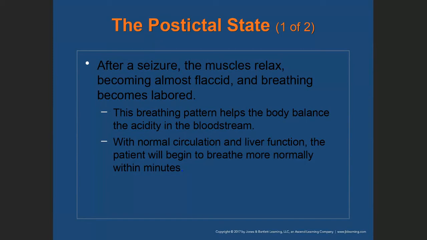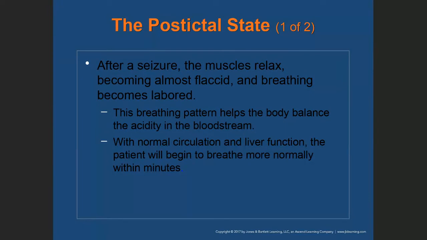Don't try, right? Clear the area that the patient is in. If they're in their home, clear the area. On your stretcher, loosen up your straps, make sure the patient doesn't fall off the stretcher. But do not physically try to restrict the patient's movement. That's not how we manage seizures. Let the patient have the seizure.